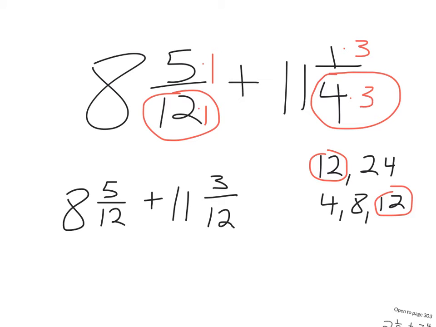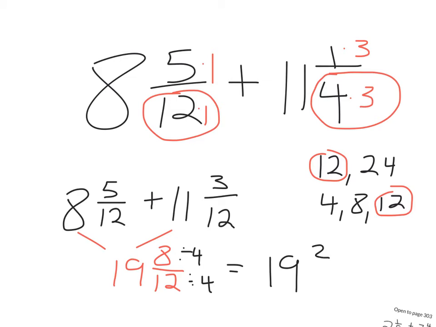Now it's just like the last one. Add the numbers together. 8 plus 11 is 19. Add the fractions. That's going to be 8/12. I can simplify this one by 4. So divide by 4, divide by 4, and that gives me 19 2/3 as my final answer. That was for number 2.